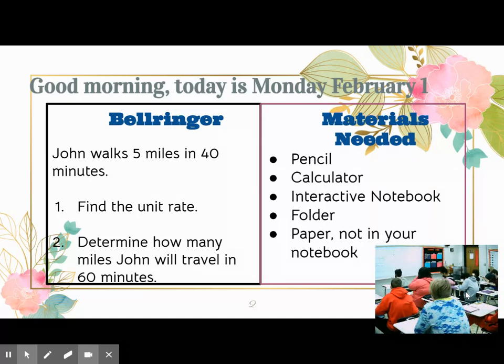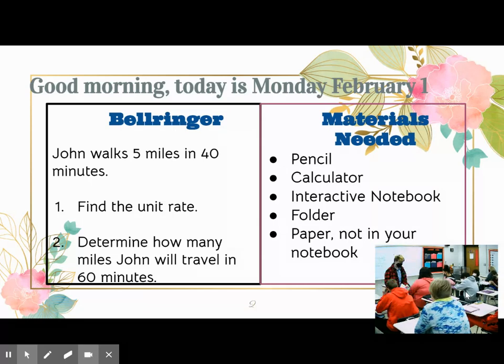125. And I divided 40 by 40 is 1. And the first answer is 0.125 miles per minute. Then I multiplied 60 by that and I got 7.5. Then I times 1 by 60 and I got 60. And the second answer is 7.5 miles. Awesome, thank you. Parker, tell us, do you agree or disagree?